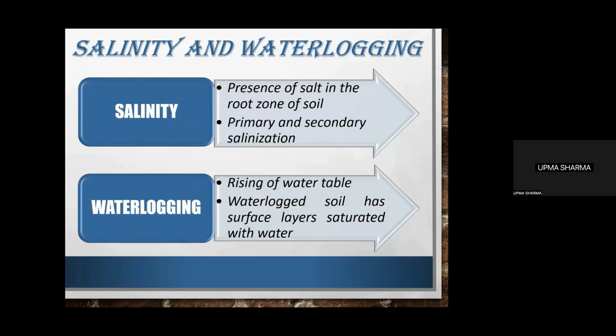As you all know, salinity and waterlogging generally occur naturally. They are naturally occurring phenomena, but irrigation raises and promotes this problem. The main reasons behind irrigation-induced salinity are inadequate drainage, leakage from poorly lined or unlined canals and reservoirs, and over-irrigation due to high concentration of salts in irrigation water.